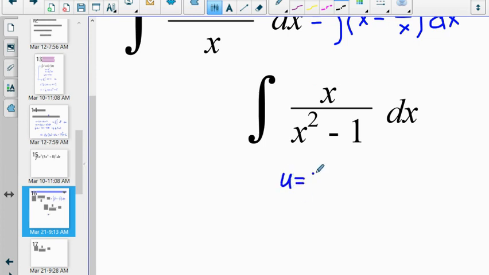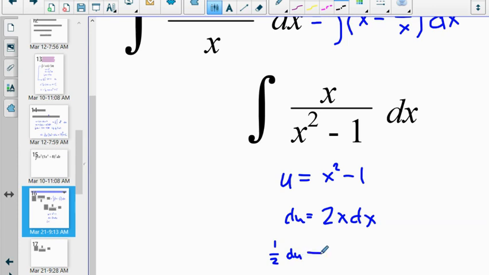Let's let u be x squared minus 1. That means our du is 2x dx. All of a sudden, this one doesn't look all that bad. My substitution is exactly half of what I'd like it to be. It'd be nice if it was x dx. I've got 2x dx, so let's just put a half in front of that. 1/2 du would be equal to x dx. And now I've got a nice substitution.